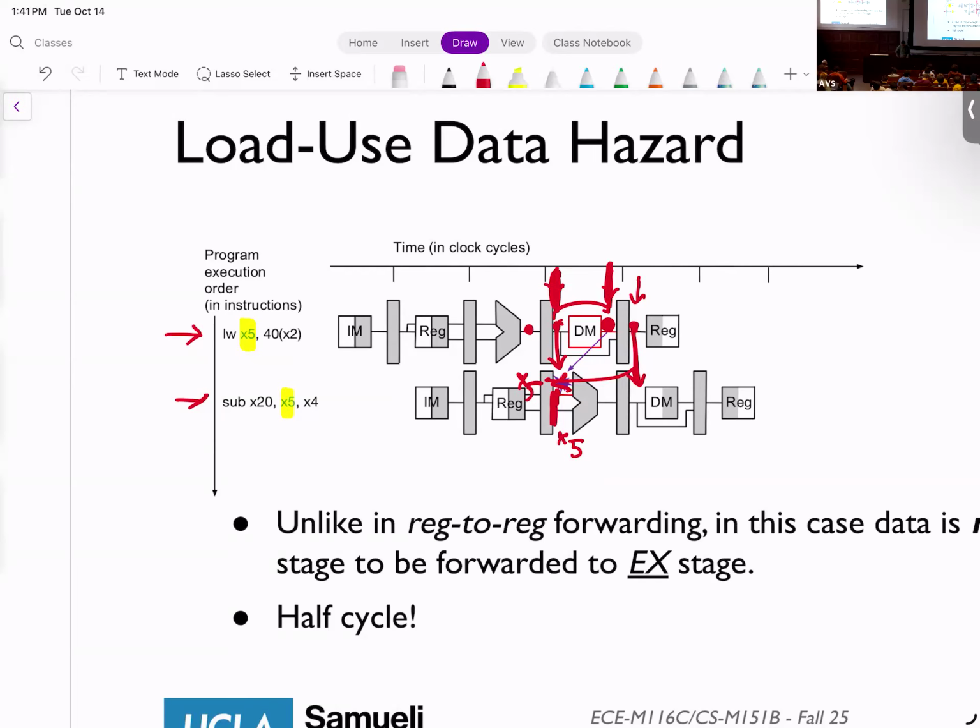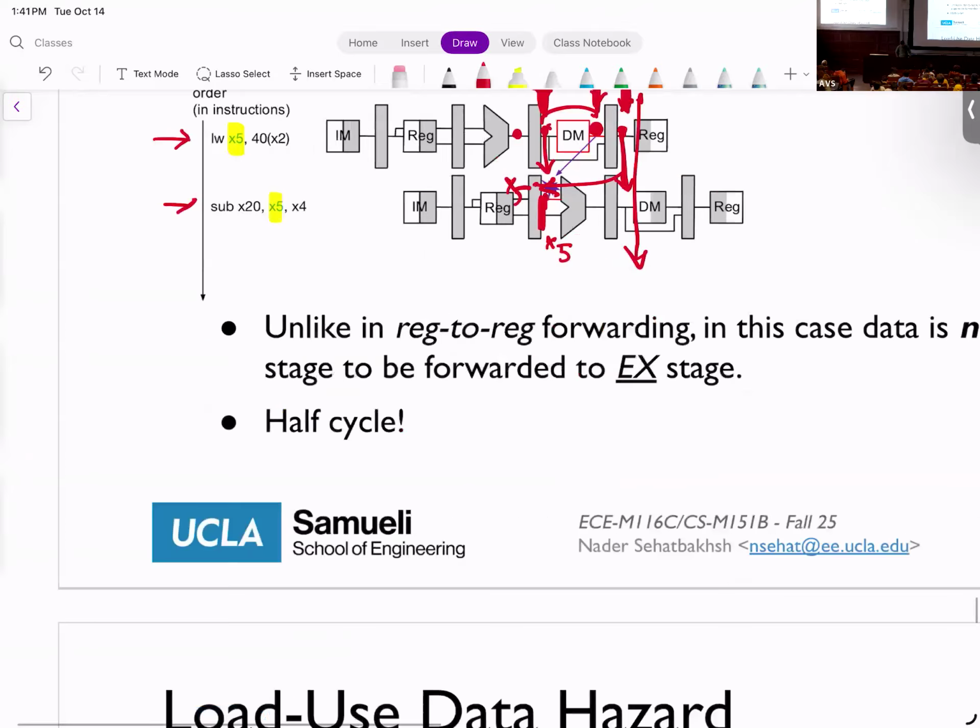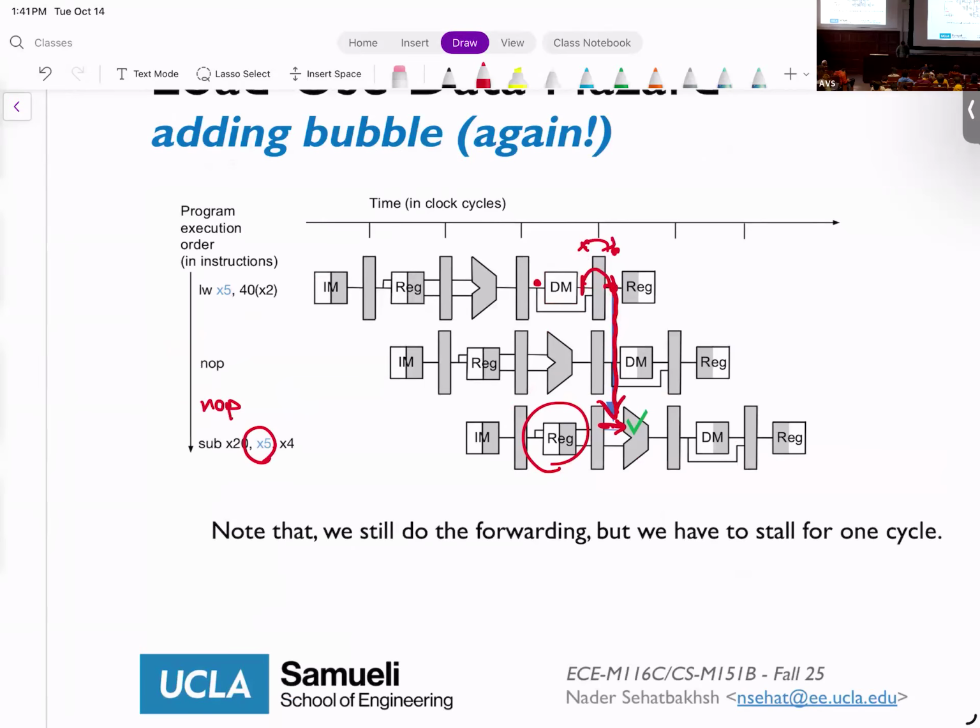Okay, now the value goes here, and if somehow I can forward from here to the ALU, then I'm good to go, right? So this is how I do it. I stall one cycle, I insert a no-op, a bubble, then I'm forwarding from here to here, and I'm good to go. Okay? Good?